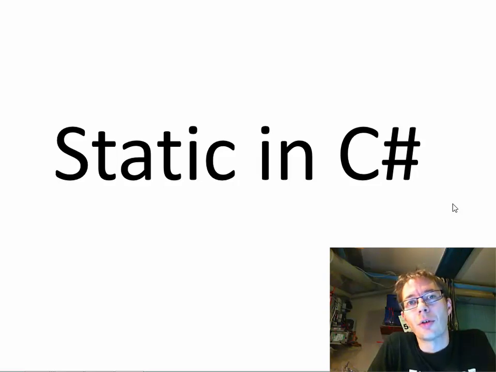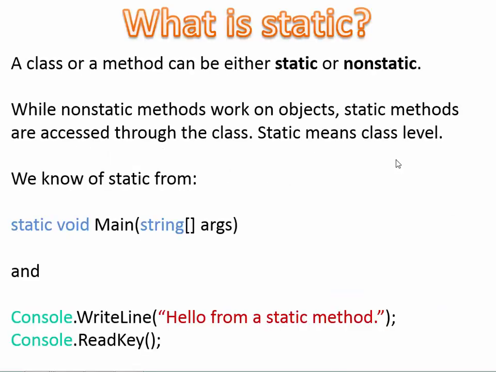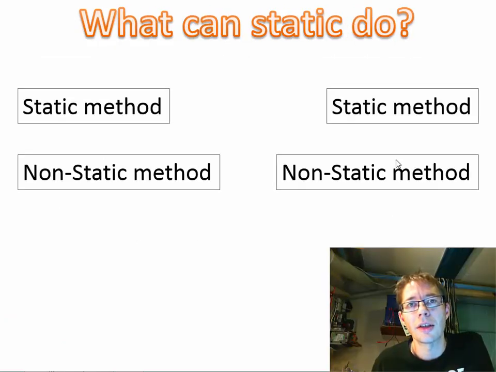Hello and welcome to this tutorial, which is about the static keyword in C#. A class and a method can be either static or non-static. We have seen the static keyword with the main, and we have used static methods as in the write line and the read line. But what can a static method do?